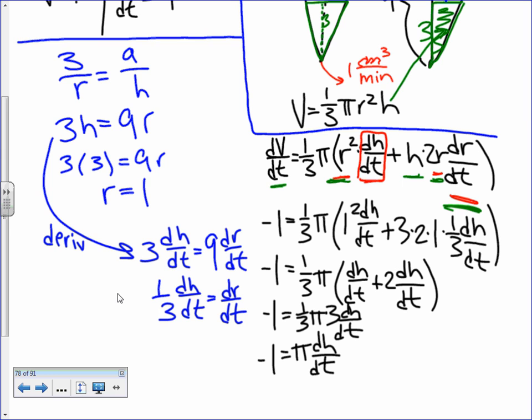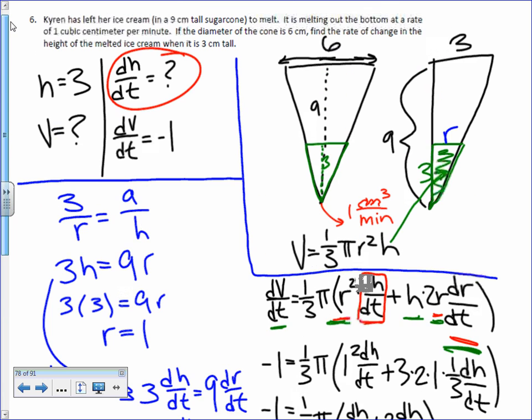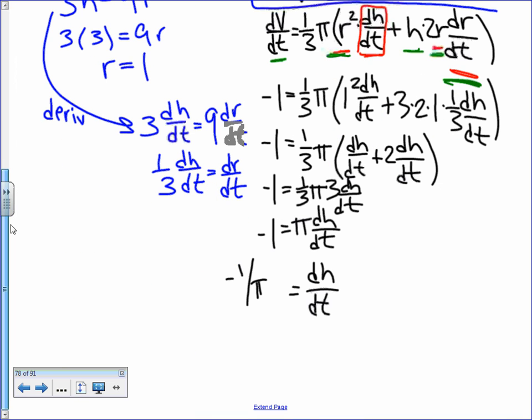And so finally, we got the answer. dh dt equals -1/pi. And let's go back. Let's remember we got to add some sort of units. I always forget to leave space there. -1/pi. And dh dt is how the height is changing, what we're measuring in centimeters. So it's -1/pi centimeters per second.